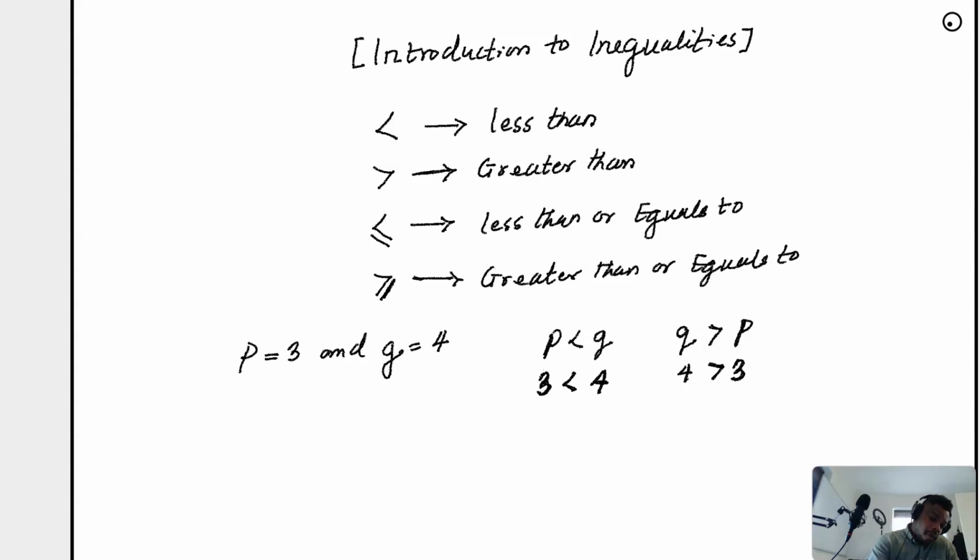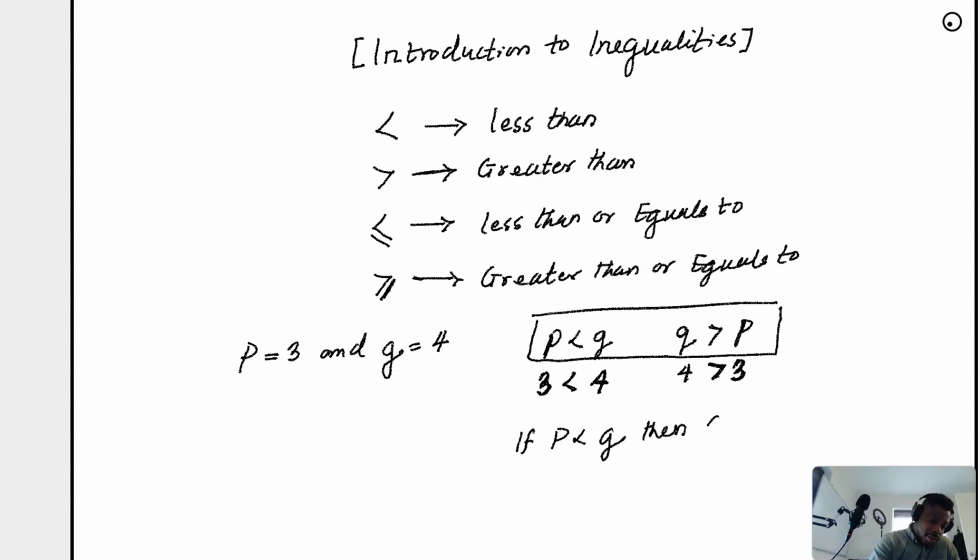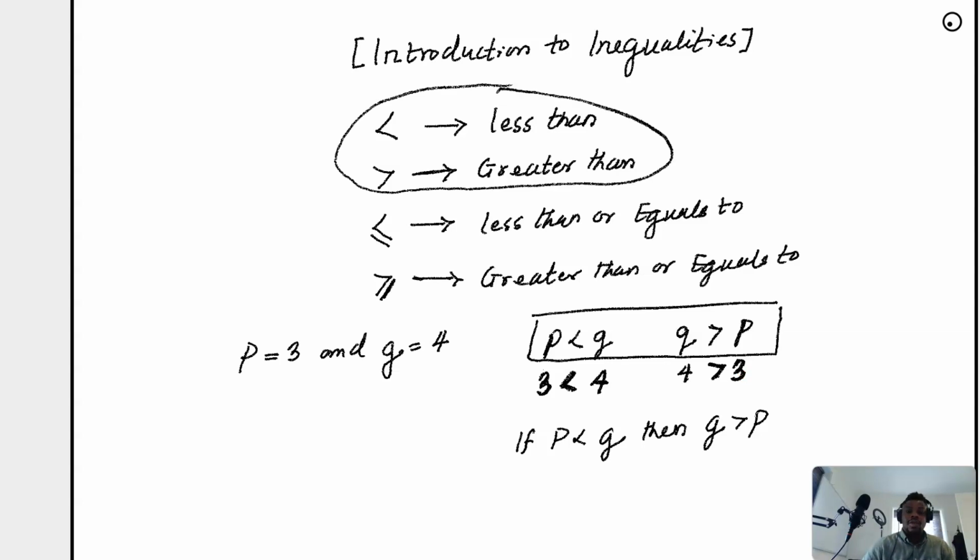So if 4 is greater than 3, we can connect these two together by saying if P is less than Q, then Q is greater than P. That is what it means. Because 3 is less than 4, it also means that 4 is greater than 3. So, that is the explanation of this. Now, let's go to the next two.